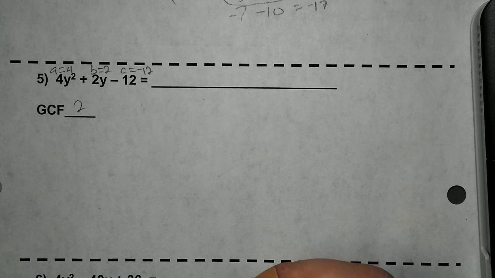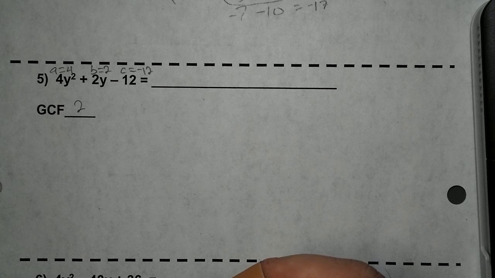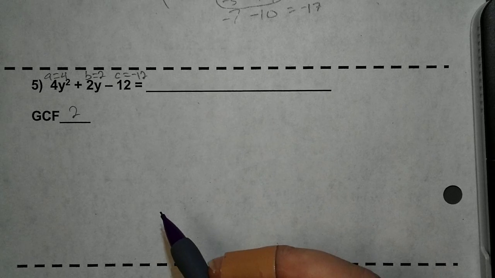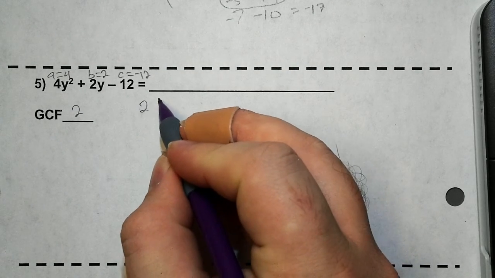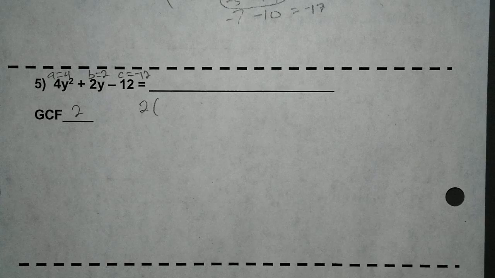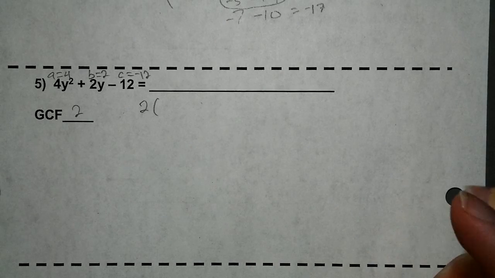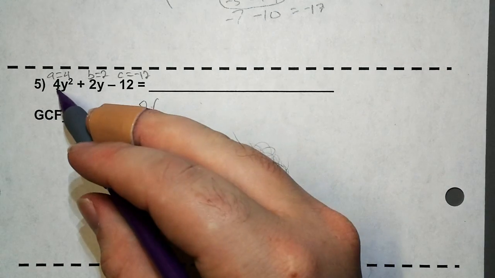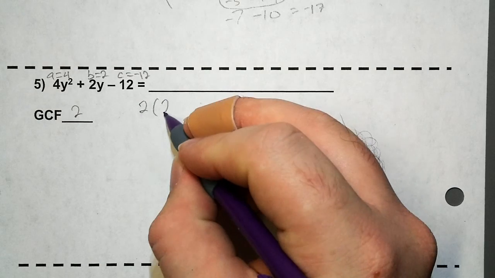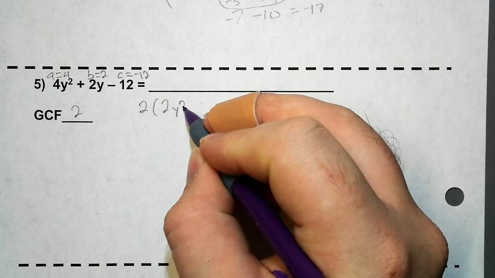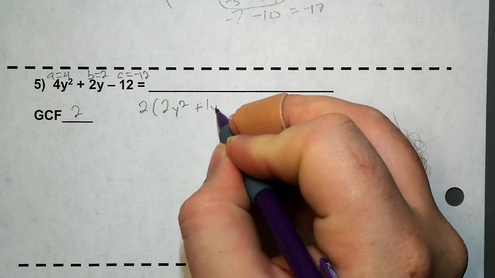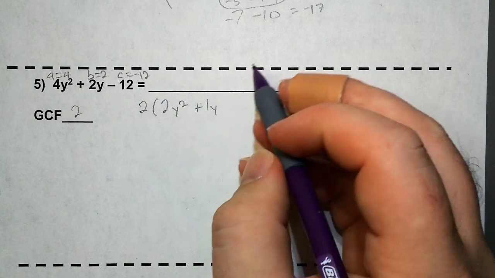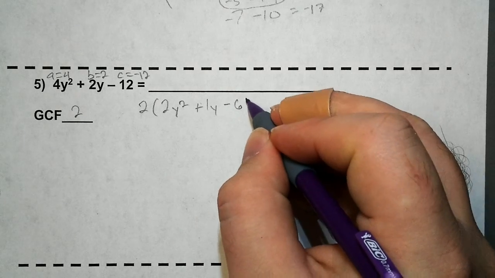Now, if you have a greatest common factor, what you're going to need to do is divide out a 2 from everything. So, divide a 2 out, put it in parentheses, and we're going to rewrite these values as 4 divided by 2, which is 2, so that's 2y squared. 2y divided by 2, which will give us 1y, and negative 12 divided by 2, which will give us negative 6.